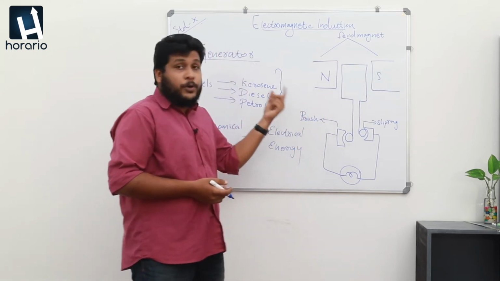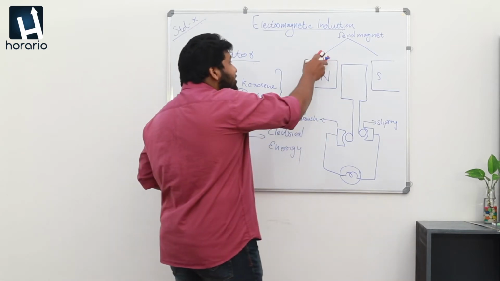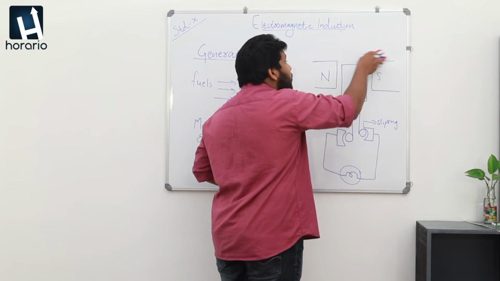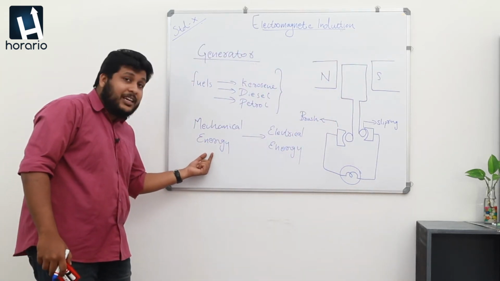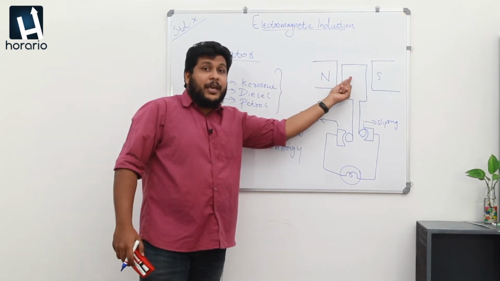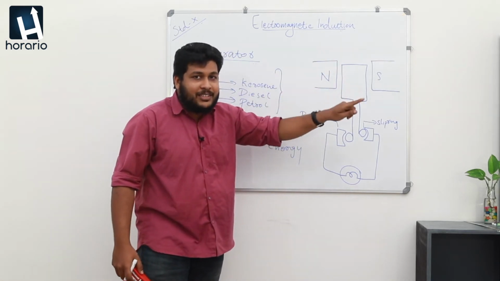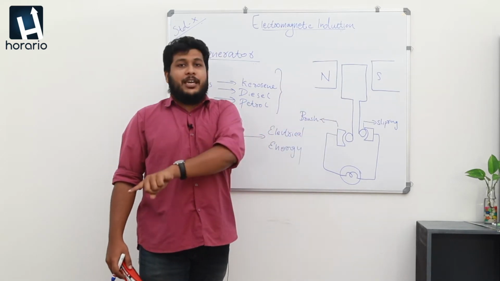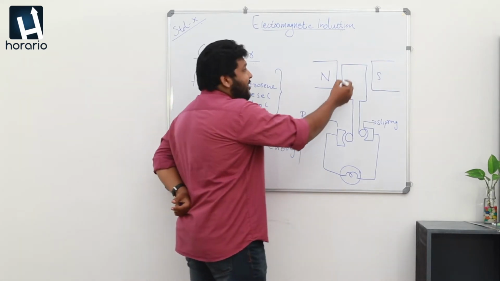So we want to produce electrical energy. For that, the first thing we want to take care of is to produce mechanical energy. The importance of mechanical energy is that we want to make a motion. The motion leads to the interference of magnetic flux, and that magnetic flux interference will lead to the formation of EMF. So we want to create mechanical energy.